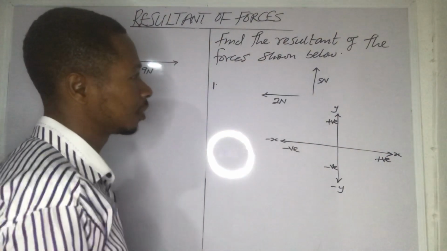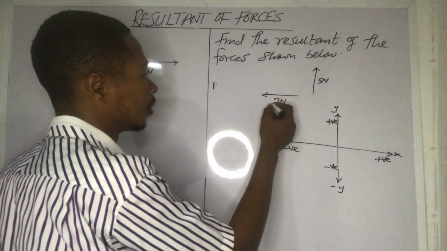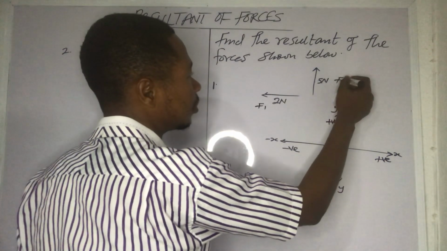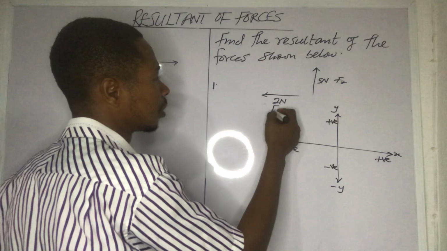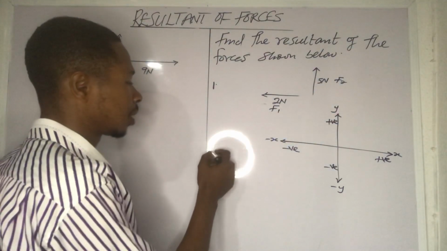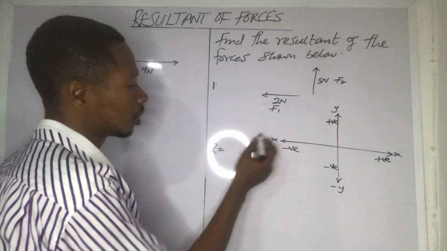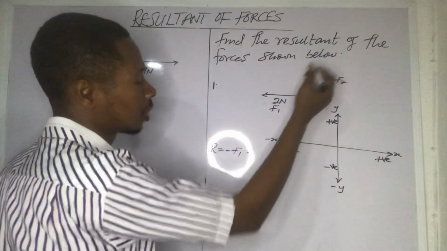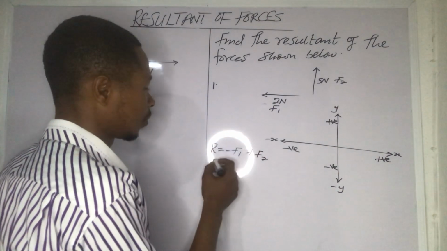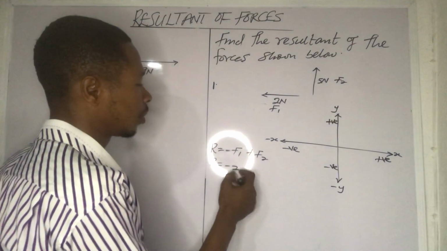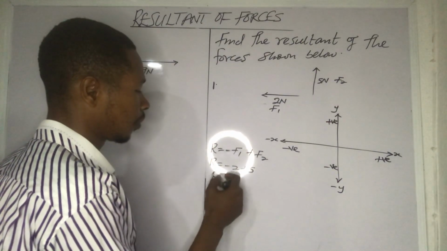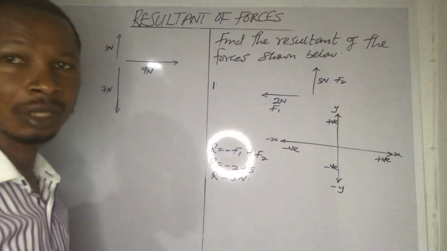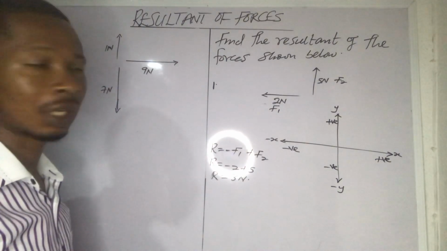To find the resultant of these forces now, this is my F1 and this is my F2. So my resultant R will be equal to, since this one is acting like this, minus F1, and this one is acting like this, plus F2. So my resultant will be equal to minus 2 plus 5. So my resultant force now will be 3 Newton. That's how you find the resultant of forces not acting at a point.